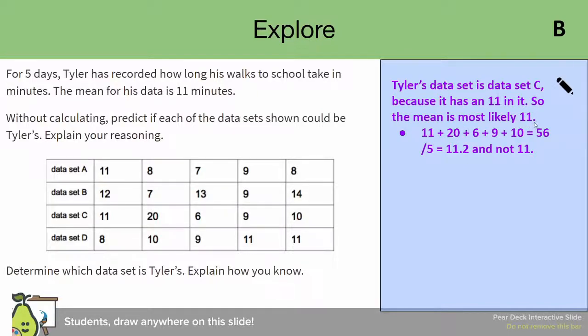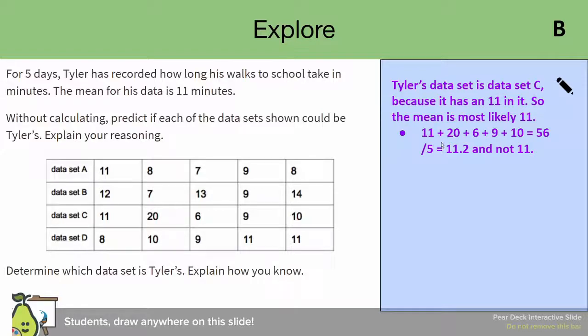So this student was on the same page as the previous student in saying that as long as you have an 11 in your data set, you're most likely going to have an average of 11. Well, if we look at data set C, we will notice that he has 11, 20, 6, 9, and 10. Let's do the math and see what happens.